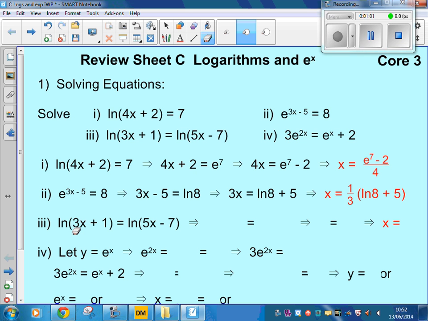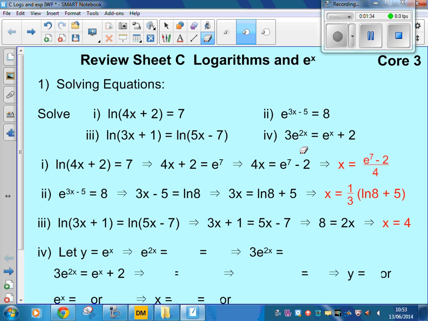If you have ln of something equals ln of something else, you can just get rid of the ln's. So you're left with 3x plus 1 equals 5x minus 7. That gives you 8 is 2x, so x is 4. However, always check the x equals 4 back in here, because you're not allowed ln's of negative numbers. And so if you put x equals 4 in, it actually works okay, because you get ln of 13 equals ln of 13, and that's fine. But if you've got a ln of a negative number here, then the answer would not be correct.